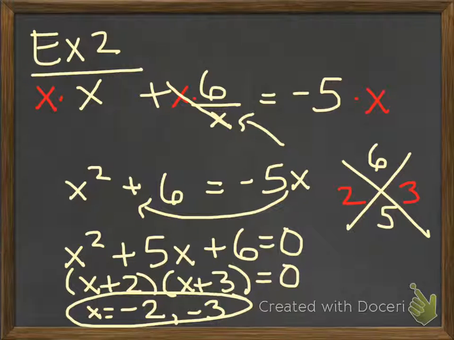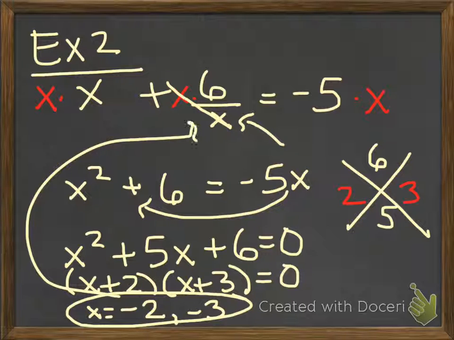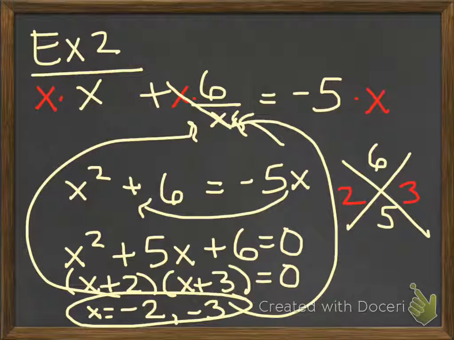Then we have to check and make sure that that doesn't give us 0 in the denominator. If I put negative 2 in here, that doesn't equal 0. If I put negative 3 in there, it also doesn't equal 0. So both of those answers are valid.